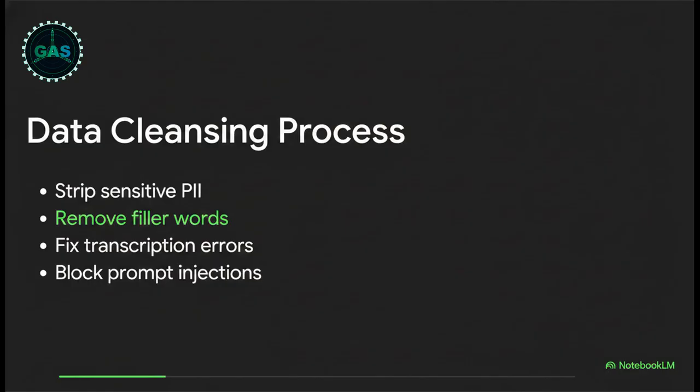That means running automated scripts to strip out sensitive, personally identifiable information, things like social security numbers or private health data. You have to fix phonetic transcription typos, extract all those useless conversational filler words from meetings, and critically install guardrails to block malicious prompt injections. Only absolutely pristine data survives this phase.